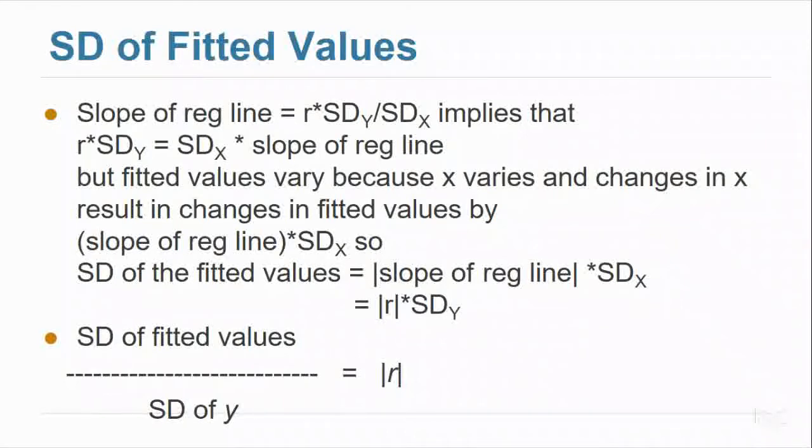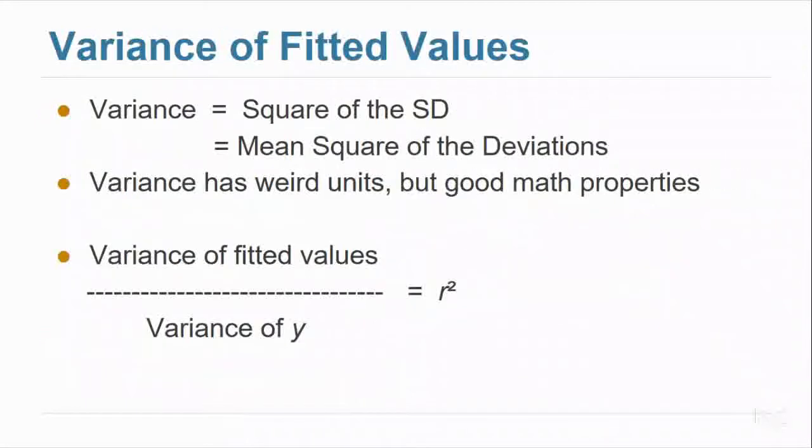So this says that if we take the standard deviation of the fitted values and divide by the standard deviation of y, we get the absolute value of the correlation coefficient. And this is an important formula. In particular, if you square both sides of this bottom equation, we get the variance of the fitted values divided by the variance of y, and that should be equal to r squared.